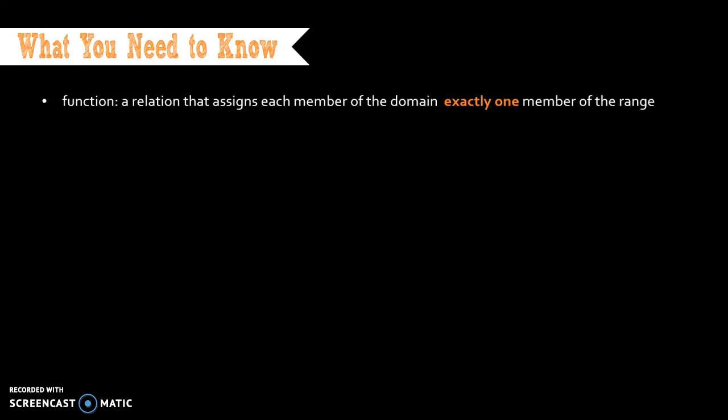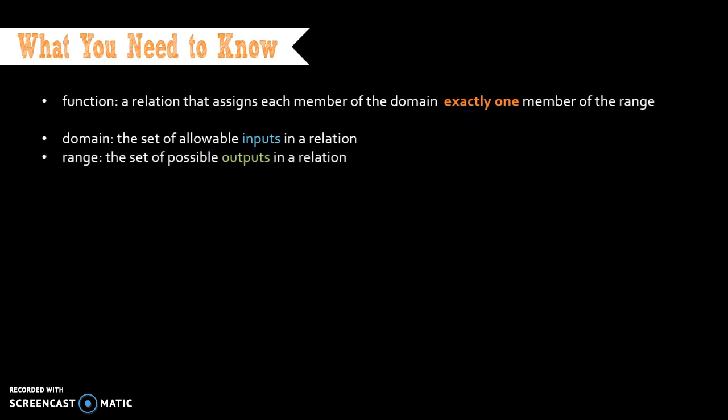A function can only have one range value for each domain value. You can't be in two places at once. So you can't go on the x-axis to a certain value and have two separate y's for that one location. You cannot be in two places at once. And just a reminder that the domain is the set of inputs and your range is the set of outputs, x and y.